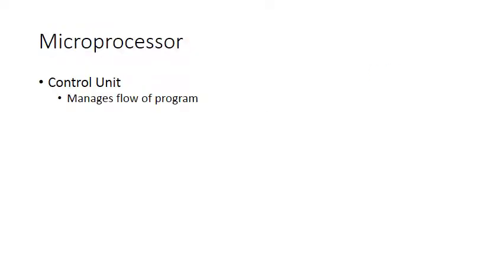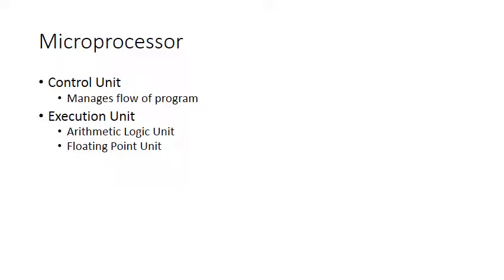So talking about a microprocessor, there's multiple parts of a microprocessor that our book discusses. The control unit, which manages the flow of the program. The execution unit, which does the arithmetic logic. So what you just saw there, the arithmetic logic unit, which does the addition and subtraction and multiplication and division and Boolean logic and that sort of thing.